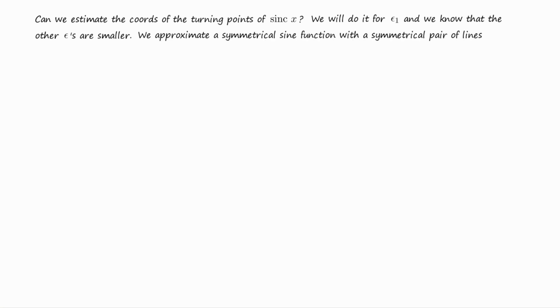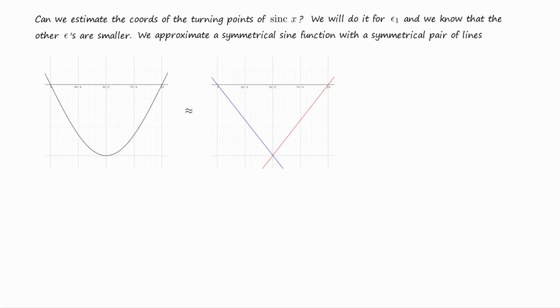And we do this estimation by approximating the symmetrical part of the sine function with a symmetrical pair of straight lines. And so we approximate this part of sine x with these red and blue lines. But of course, we are only interested in the approximation for y lying between -1 and 0. And of course, we want to know where this point, the turning point of sine x, which is represented by this point in the approximation, moves to when we divide by x.